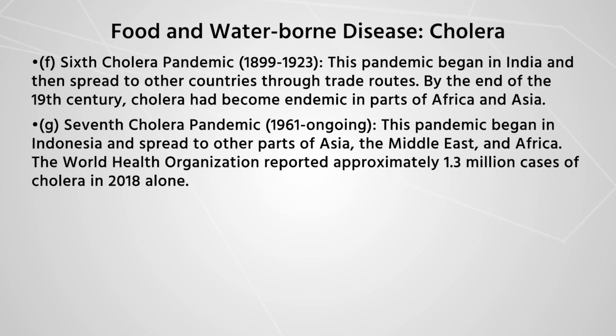Sixth cholera pandemic: this pandemic began in India again and then spread to other parts of the world through trade routes. By the end of the 19th century, cholera had become an epidemic in parts of Africa and Asia. Seventh cholera pandemic: this pandemic began in Indonesia and spread to other parts of Asia, the Middle East and Africa. WHO reported approximately 1.3 million cases of cholera in 2018 alone.